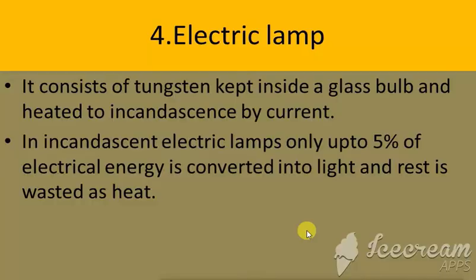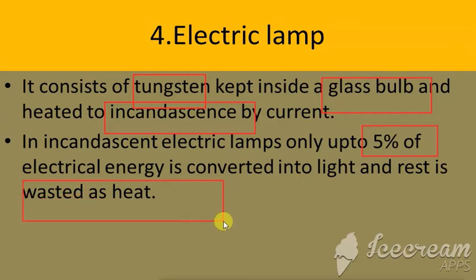Next is the electric lamp. You know very well about the electric lamp: a tungsten filament is kept inside a glass bulb and heated to incandescence by current. With the help of current, it is heated. In incandescent electric lamps, only up to 5% of electrical energy is converted into light, and the rest is wasted as heat. Okay, so this is about the electric lamp, and here we have the diagram of this electric lamp.